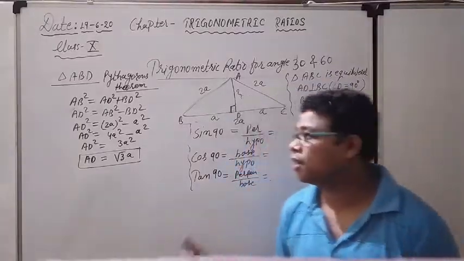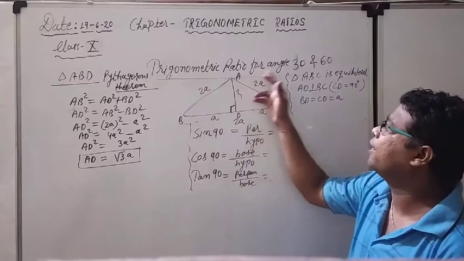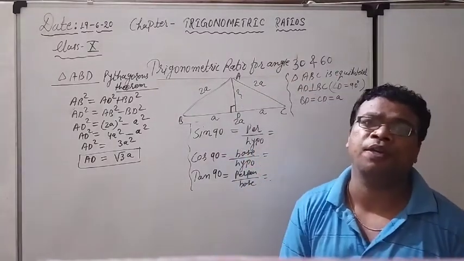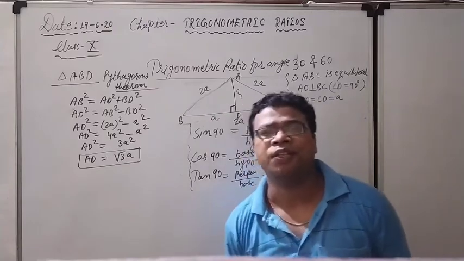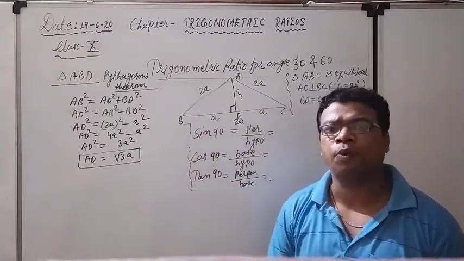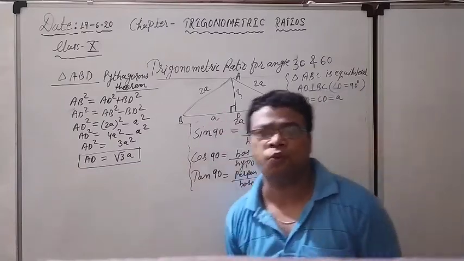Look here, we are finding trigonometric ratios for the angles 30 and 60. What I have done so far, I am going to repeat for you. Actually, in my previous lecture I started this, but due to the shortage of time, no problem at all, I am going to explain it once again.